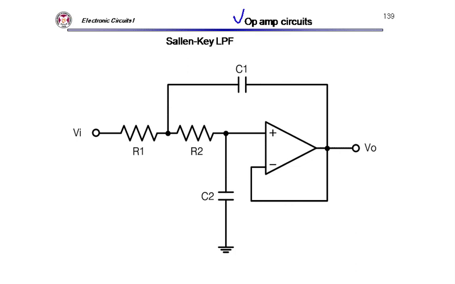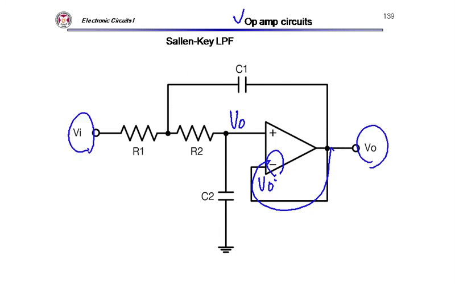This is a filter, a second order low pass filter. Here you can see negative feedback, right? So this is VO because of the virtual ground. Then I want to calculate the transfer function of VO with respect to VI. How can I calculate that?